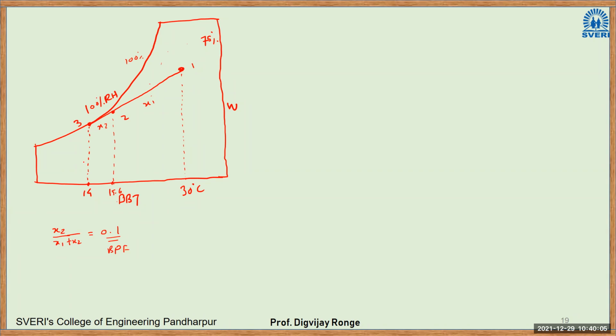We have to divide this line such that this small segment X2 becomes 0.1 of the total line. That means if I divide this line into 10 equal parts, one part will correspond to X2 and the other 9 parts will correspond to the rest, right? So what does a bypass factor of 0.1 mean geometrically? This is a line, let us say. I divide this into 10 equal parts.